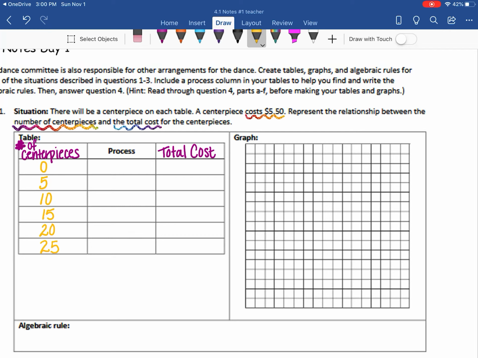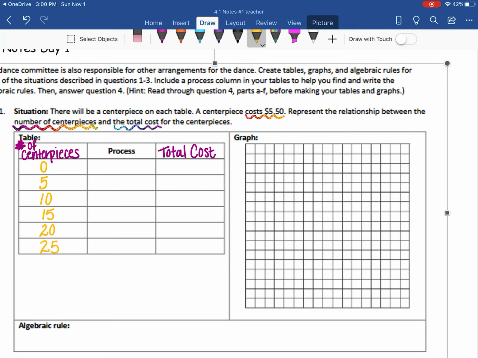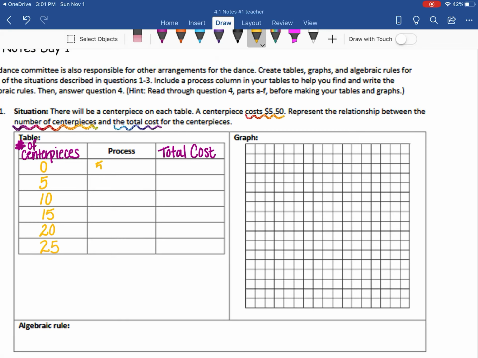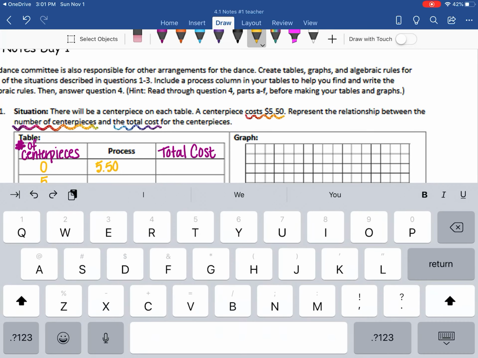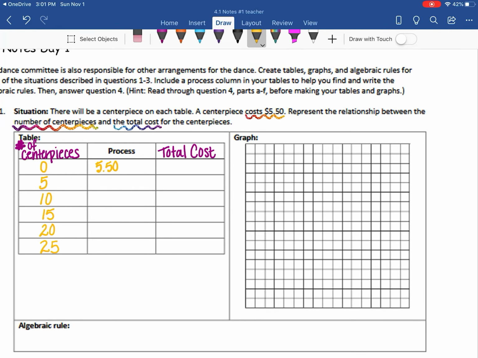Okay, so if I count by 5s here, that should give me a good picture of my total cost. Okay, so if I'm not buying any centerpieces, then what would my total cost be given this situation? Okay, so we know that the centerpieces are $5.50, but there's no stocking fee or delivery fee or handling fee that goes on top of that. So if I am not buying a centerpiece, I'm not spending any money. Okay, so I would take my $5.50 as my price. I'm purchasing 0 centerpieces, so my total cost would be 0.